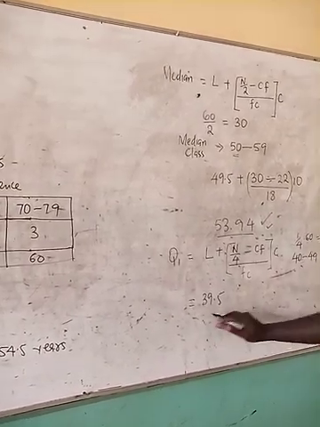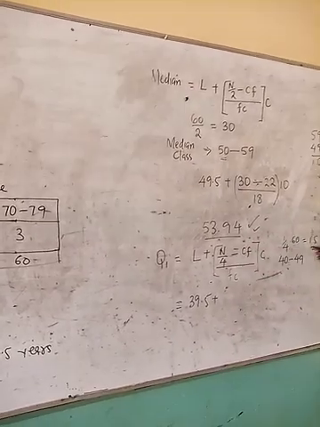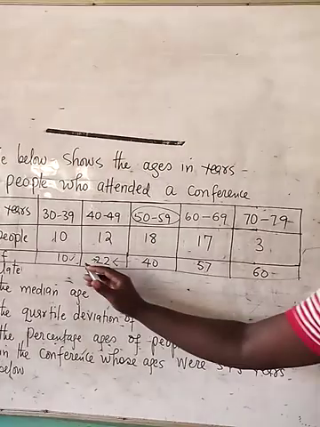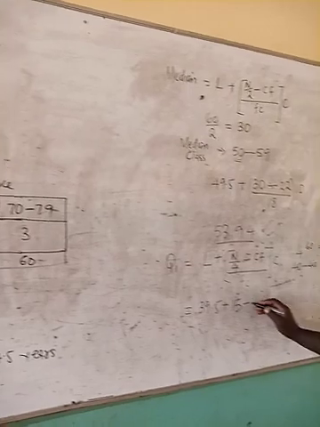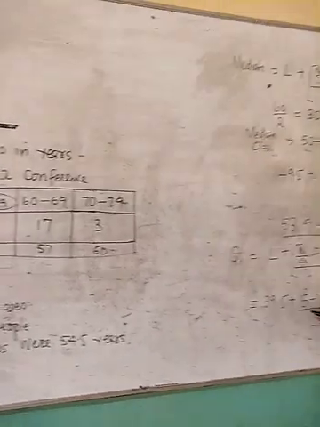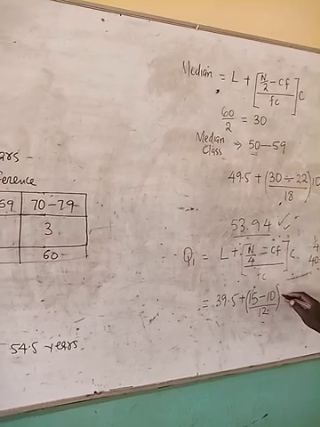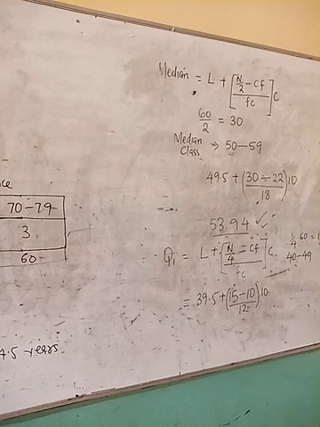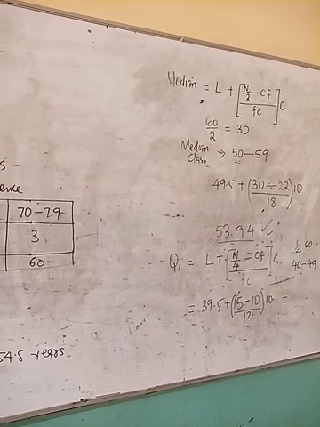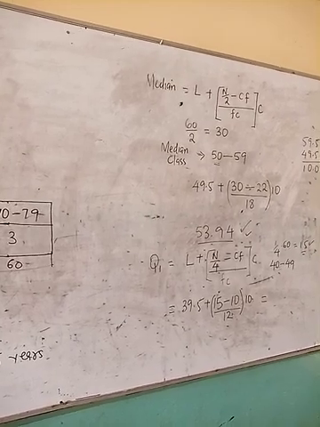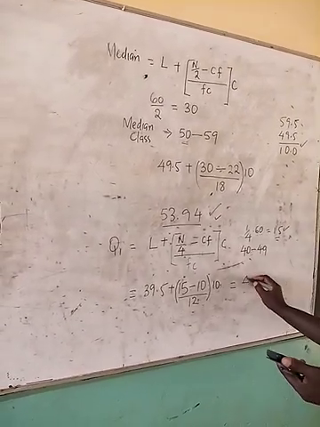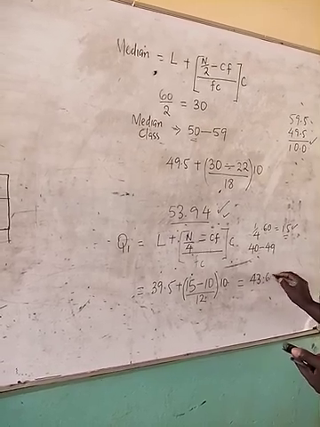So the lower class boundary 39.5 plus n over 4, which we have got to be 15, so 15 minus the cumulative frequency before that class, which you can see is 10, over the frequency of that class. The frequency of the class 40 to 49 is 12. The class interval of that class is 10 because there is a uniform class interval. So again, we can simplify. You can work it out also with your calculators. It comes to 43.667.